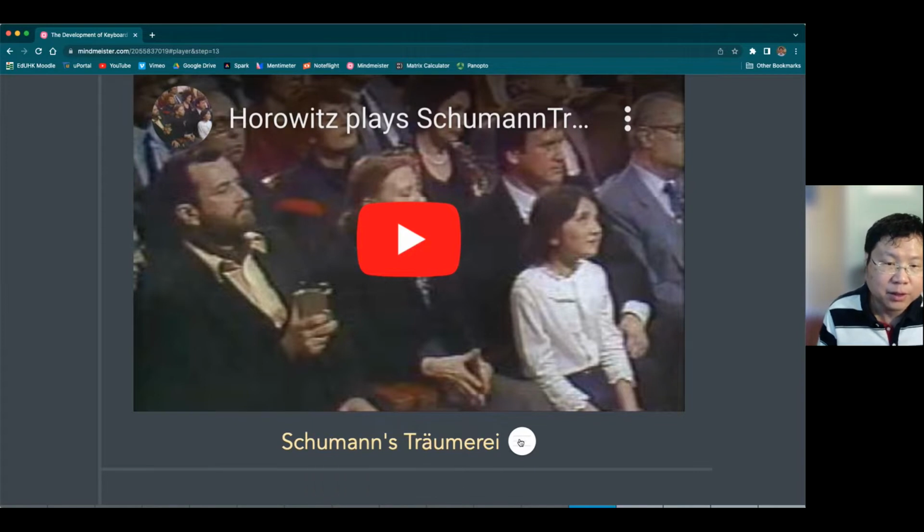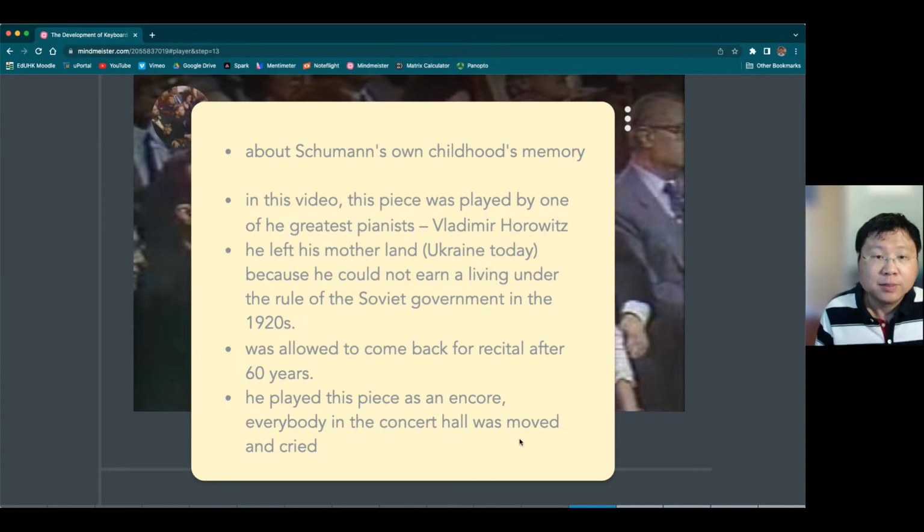The next piece is Schumann's Träumerei. This piece was about Schumann's own childhood. In this video, the piece was played by one of the greatest pianists, Horowitz. He left his motherland, which is now Ukraine, because he could not make a living under the Soviet government in the 1920s. But he was allowed to come back for a last recital after 60 years. And he played this piece as an encore. You can see everybody in the concert hall was moved.